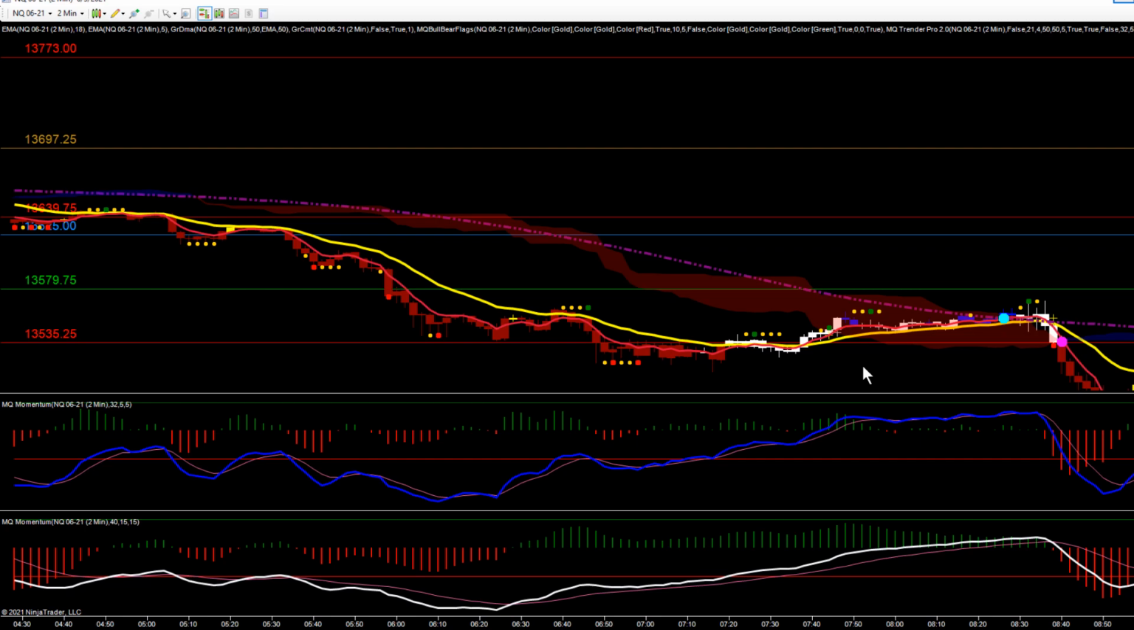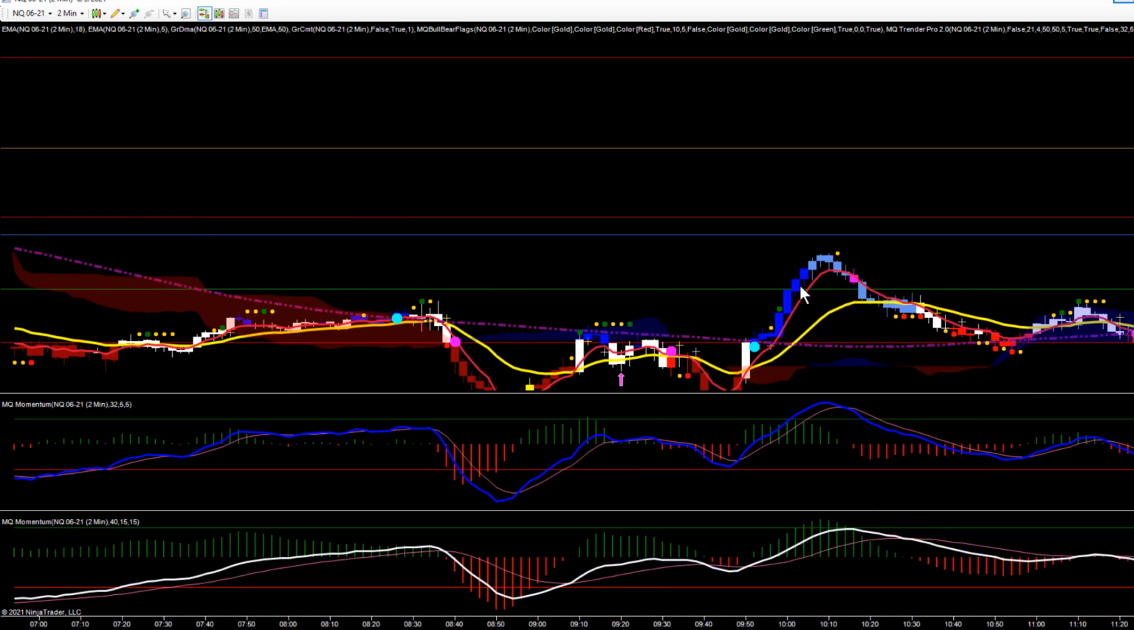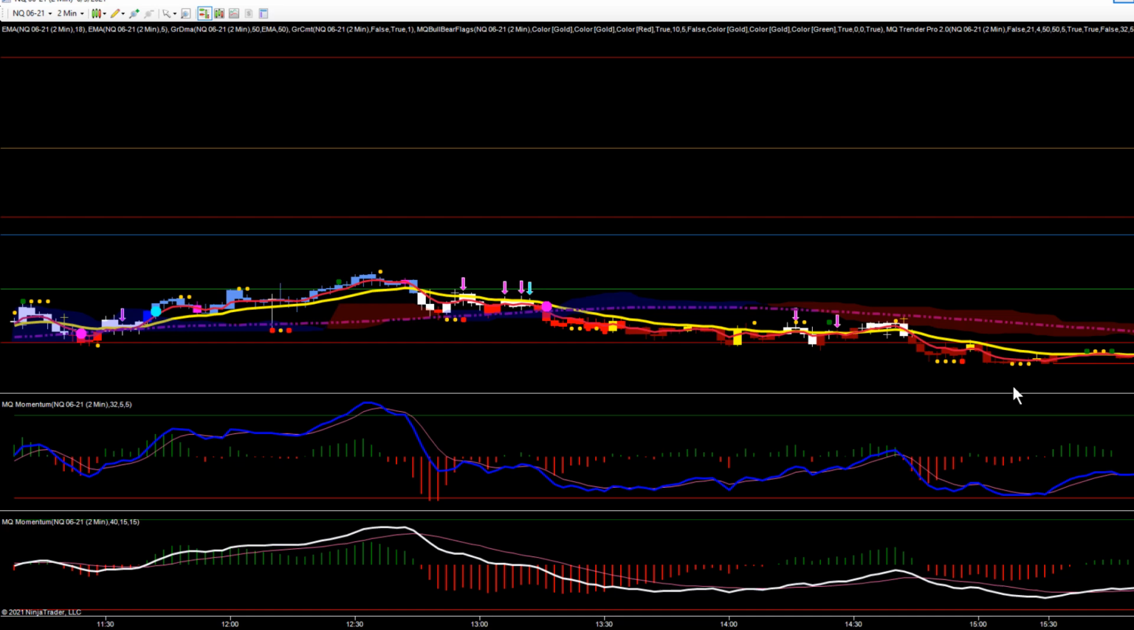That's a good way to get into a trend if you miss the initial entry. Good way to potentially add to your trade, because this is how markets move. Markets don't go straight up. They don't go straight down. They go through these short-term periods of expansion and compression. And that's a great way to trade these 2-minute charts. You can really take advantage of those types of scenarios.